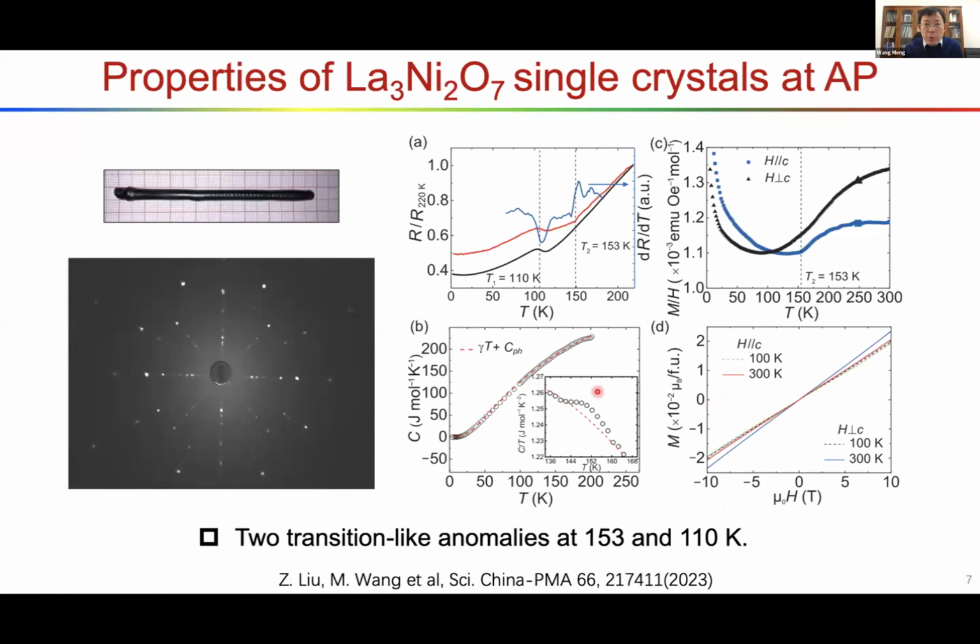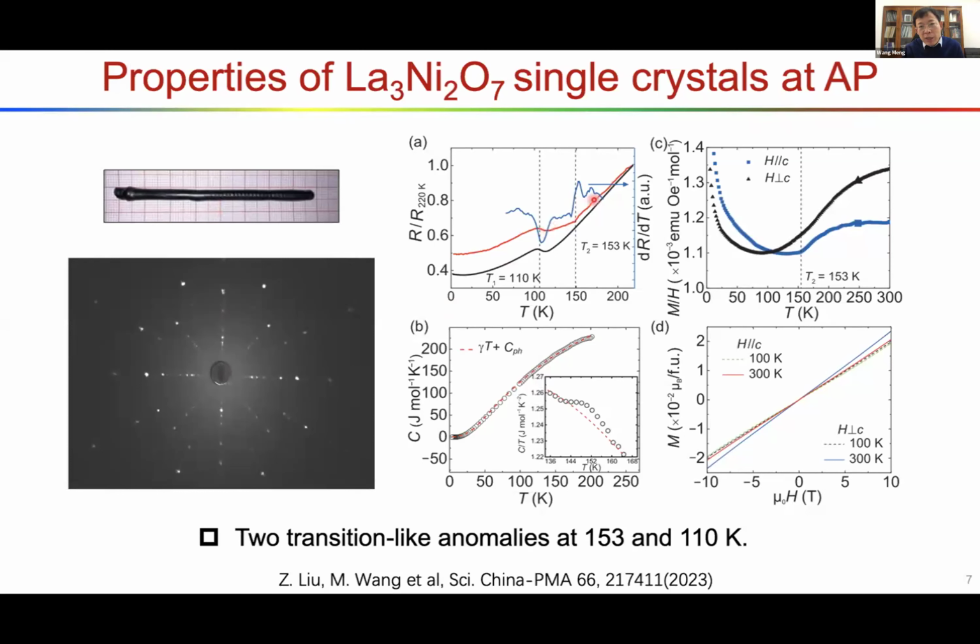Okay, so the previous studies were based on powder samples. We grew single crystals using the high pressure floating zone furnace. That's a single crystal, but it's not a large single crystal with the same orientation. But if we collect the samples, the single crystals are millimeter size.